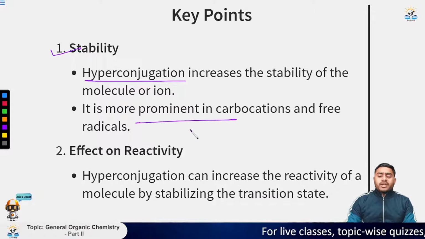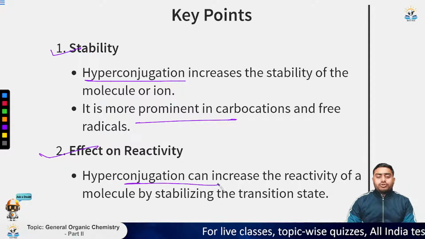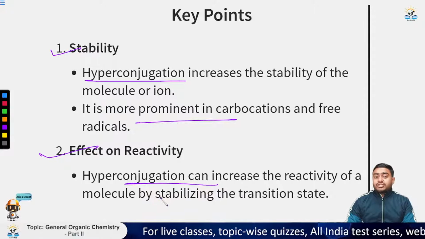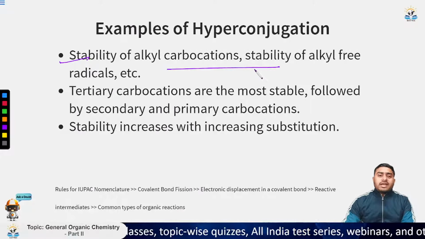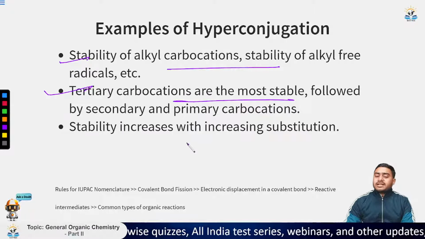It is more prominent in carbocations and free radicals. Effect on reactivity: hyperconjugation can increase the reactivity of a molecule by stabilizing the transition state. Stability of alkyl carbocations and alkyl free radicals: tertiary carbocations are the most stable, followed by secondary and primary.